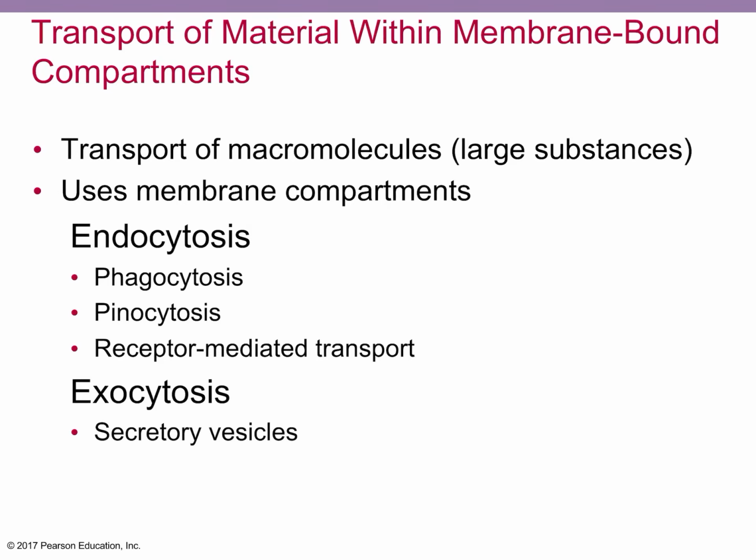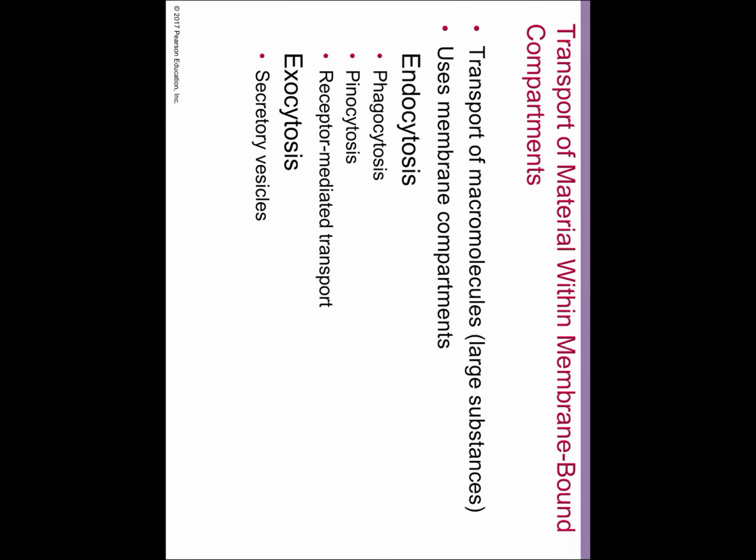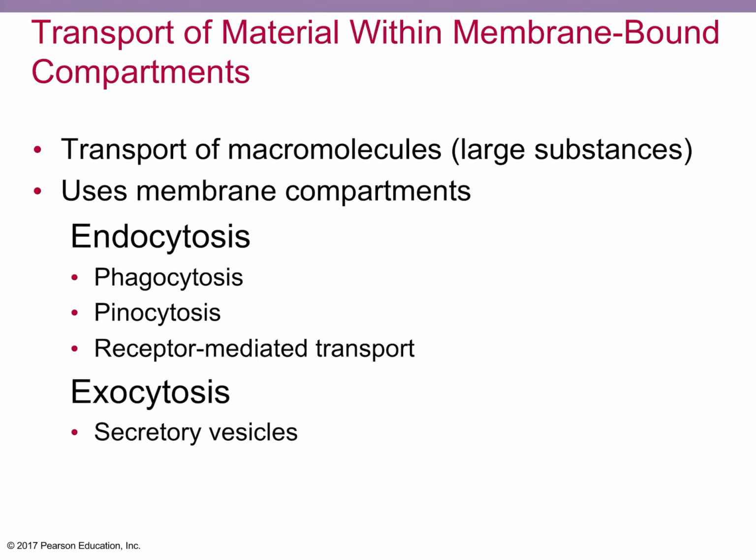All right, so this is part 3 of chapter 4. We're starting with endocytosis, moving cells across the membrane, using the membrane. So we're using the membrane, we're creating membrane-bound compartments in some transport. So endocytosis, exocytosis, these are all forms of transport where we use a membrane.